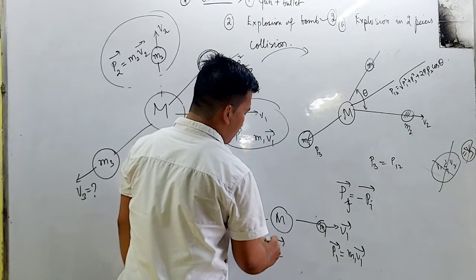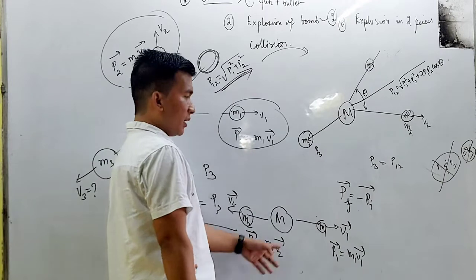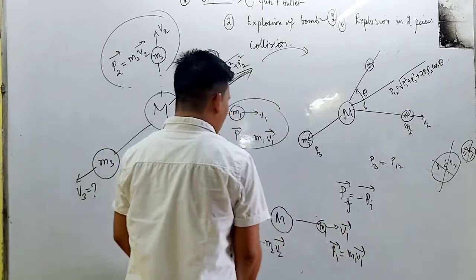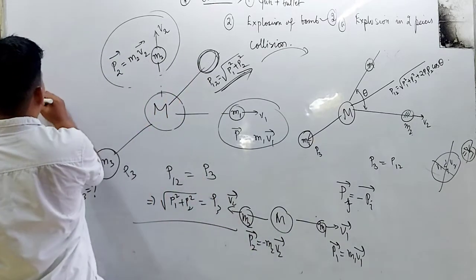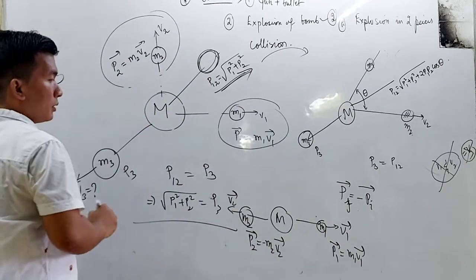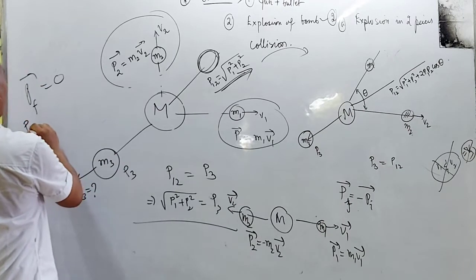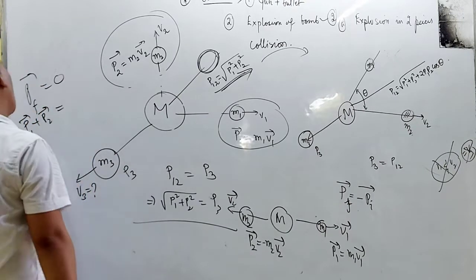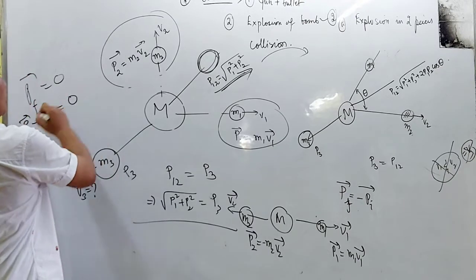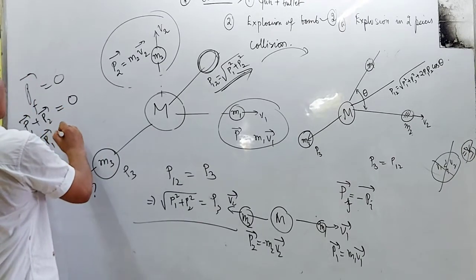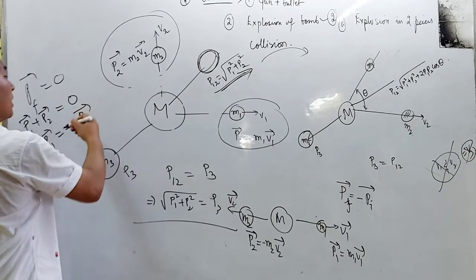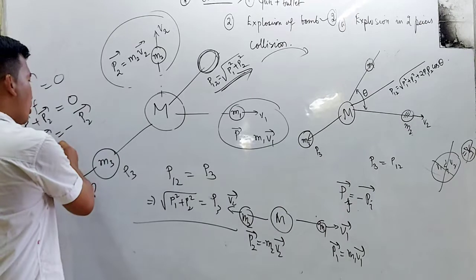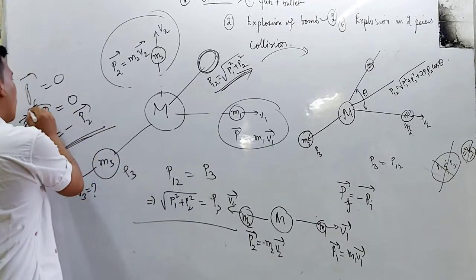And this must be negative according to this formula. Here your total final pf will be equal to 0, and here this is equal to p1 vector plus p2 vector. Total momentum after collision or after explosion will be equal to 0, so that p1 vector is equal to minus p2 vector. This is in terms of your vector equation.